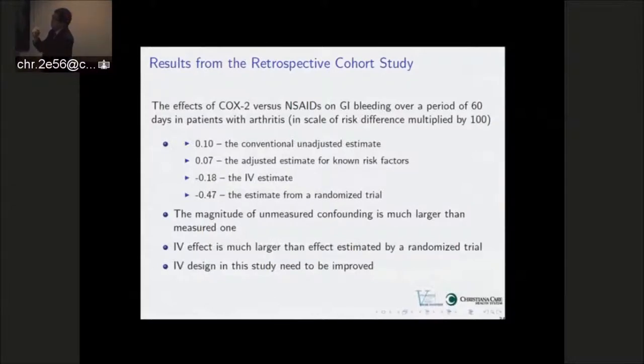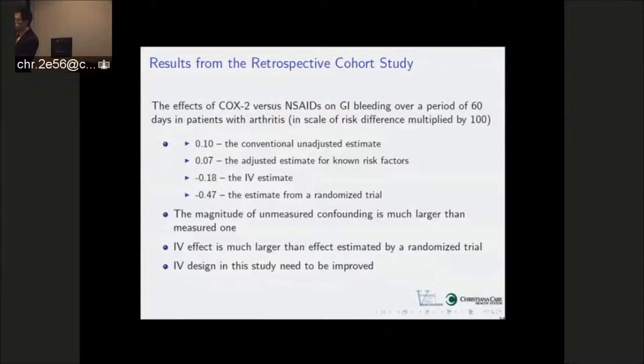They compare the results by different estimation methods here. We found the traditional adjustment estimation is 0.1. The adjustment estimate for non-risk factors reduces the result to 0.07. So this difference is used to adjust for the measured confounder. And if you use the IV estimate, the result changes to negative 0.18.